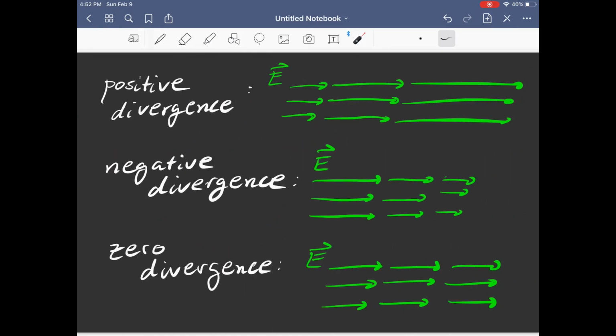And so to have a good visual of what divergence looks like, if we have a positive divergence, that means that our electric field is increasing in magnitude with distance. A negative divergence means that the magnitude is decreasing with distance. And then we can also have zero divergence, which means that the magnitude of our electric field is not changing with distance at all.